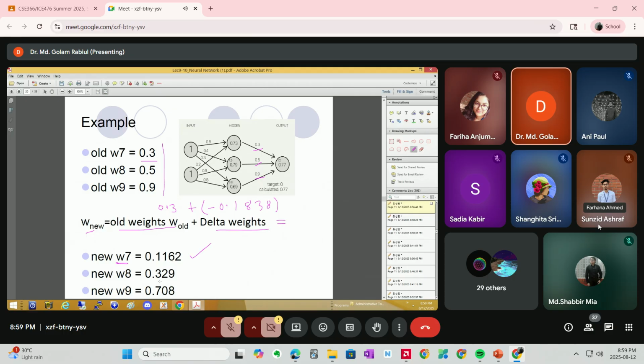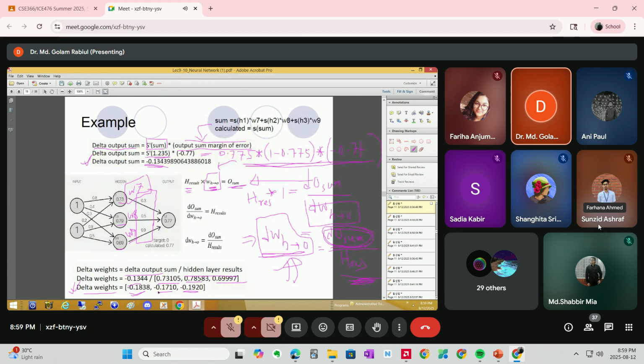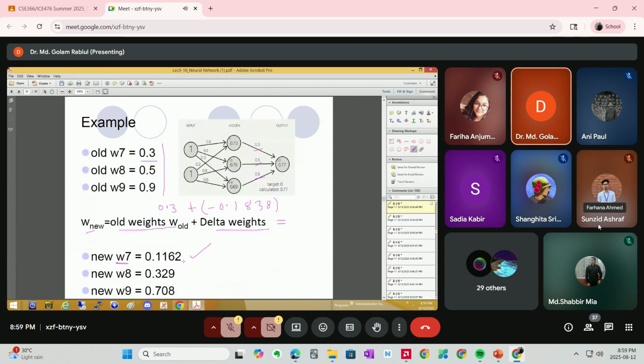This one. Similarly, we need to find out the new W8. So here is negative 0.1710. So for W8 it will be 0.5 minus 0.1710. Okay, then you will get this value, 0.329. Similarly, if we want to find out the new W9, the new W9 will be 0.708.